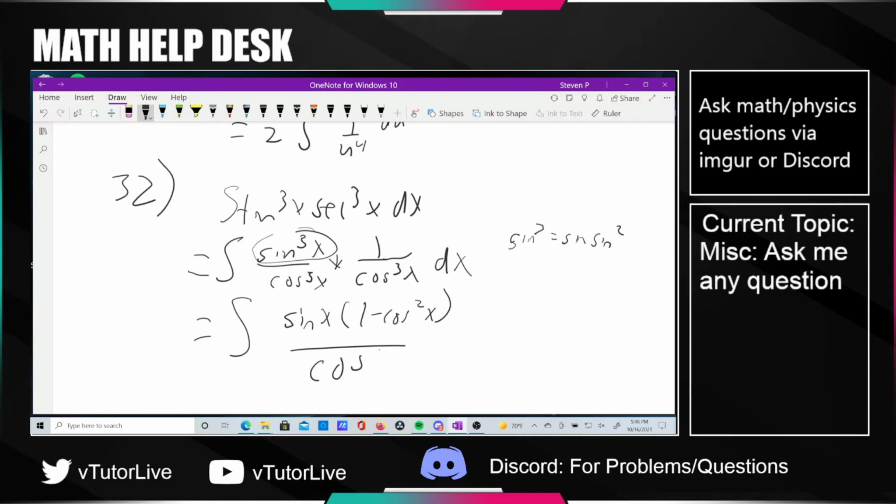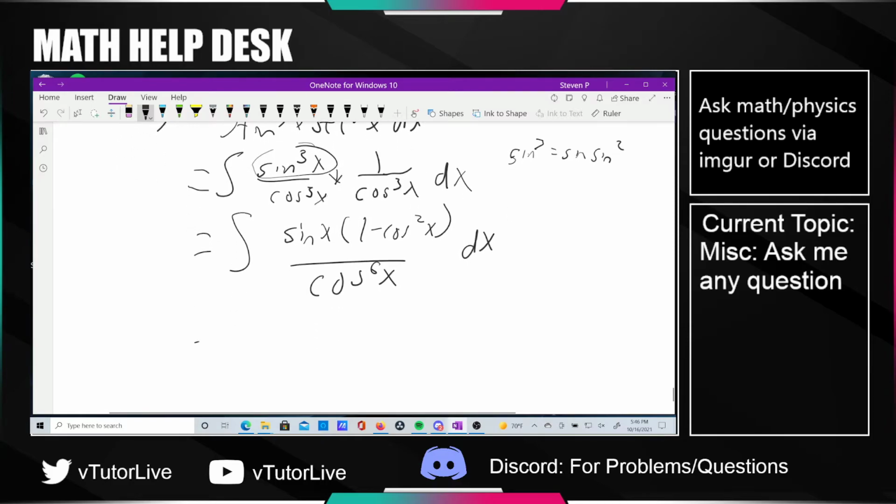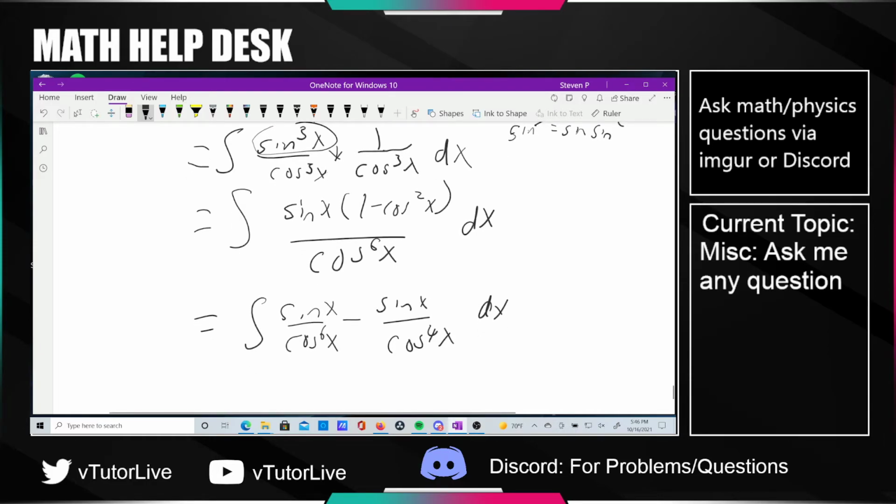Ah, well, if this is cosine 6x on the bottom, this starts to look very promising to us, right? This just looks like sine x over cosine to the 6x minus sine x, and you get a little bit of cancellation here because cosine squared and cosine to the 6 cancel out to give you cosine to the 4th x. Right? Exact same pattern as before, just dressed up a little bit.